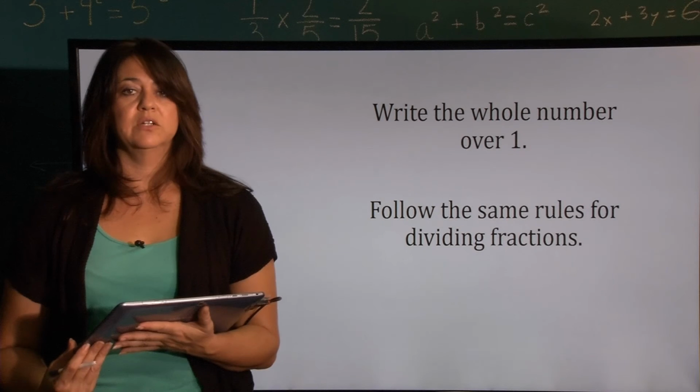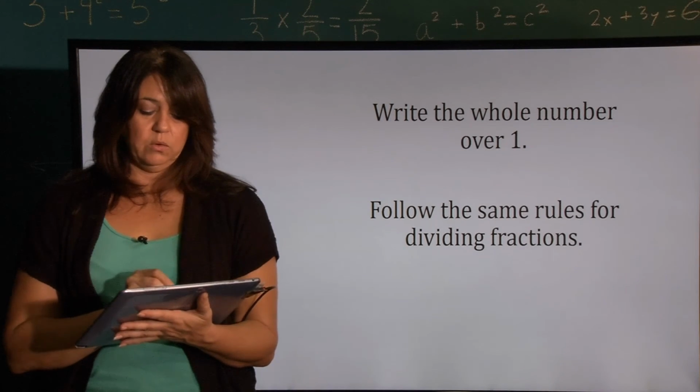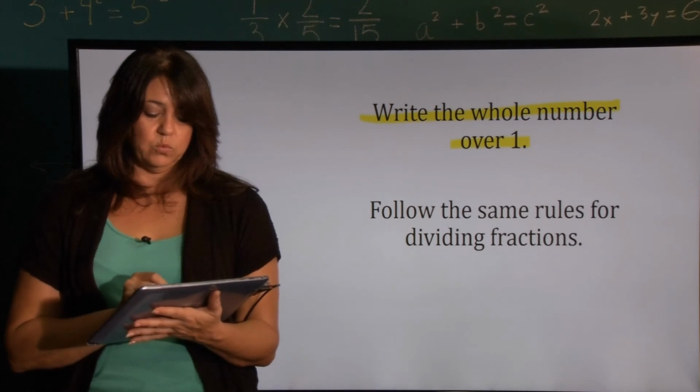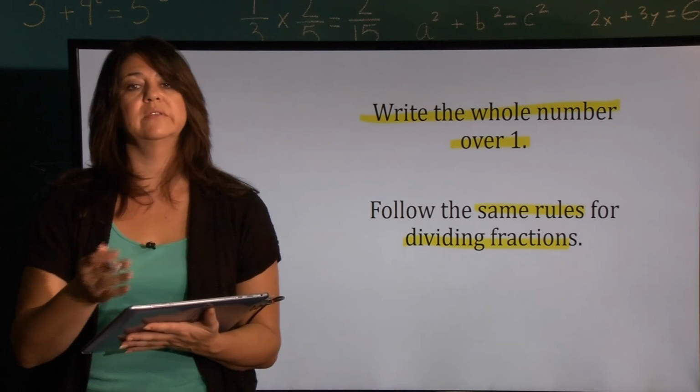When you're dividing fractions and whole numbers, you only have one extra step. Write the whole number over 1. And then just follow the same rules you've been following for dividing fractions. There is no difference in the steps.